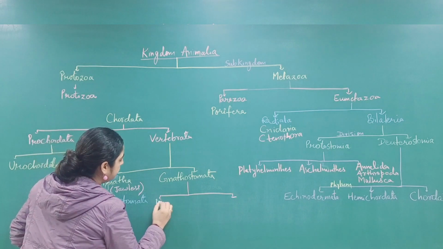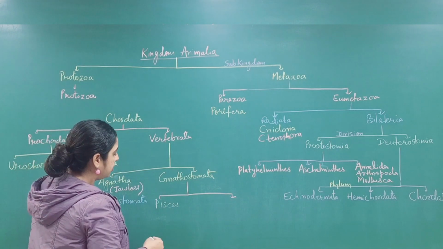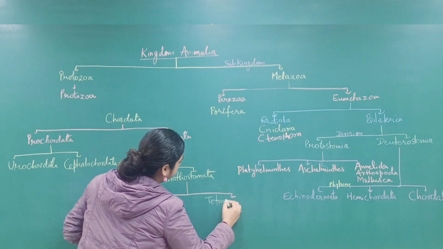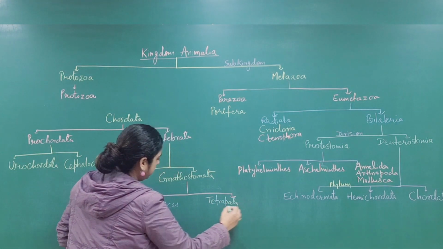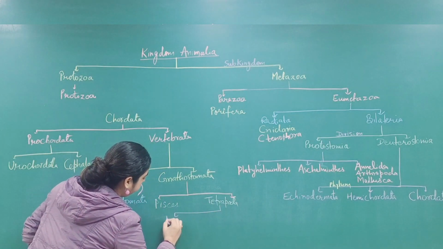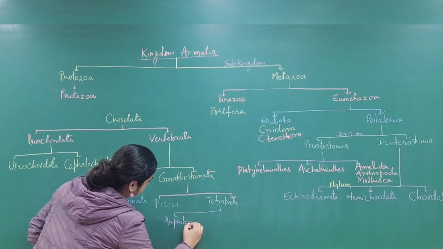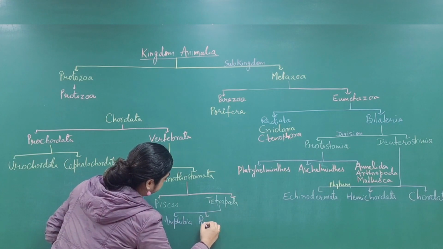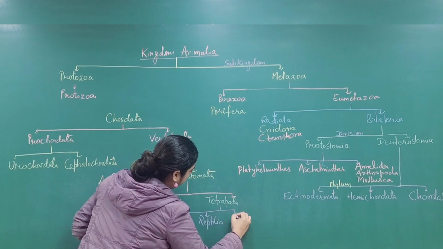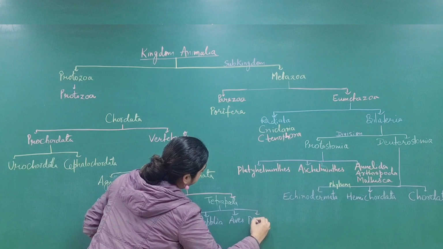Gnathostomata is further classified into Pisces, that is fishes, which are of two types, the bony fish and the cartilaginous fish. And then we have tetrapoda. Here we have amphibia, then reptilia, then aves, and of course mammalia.